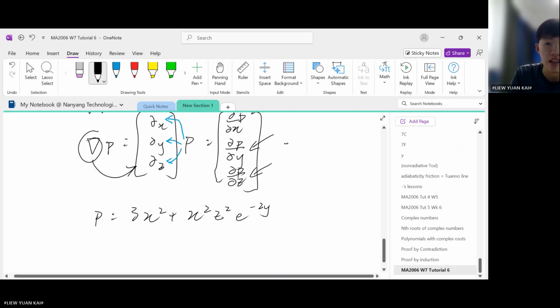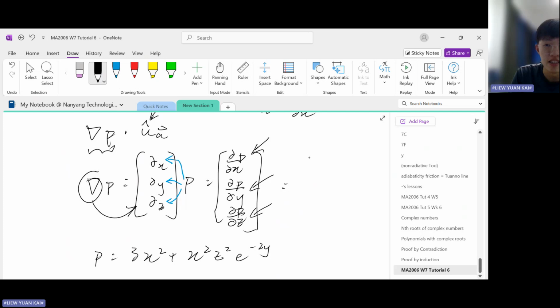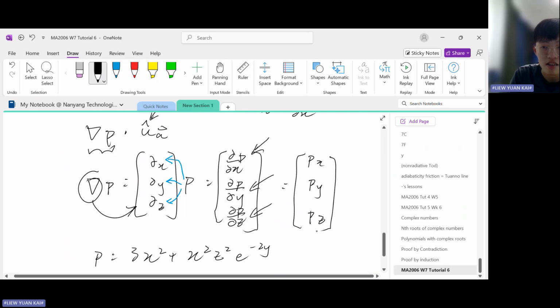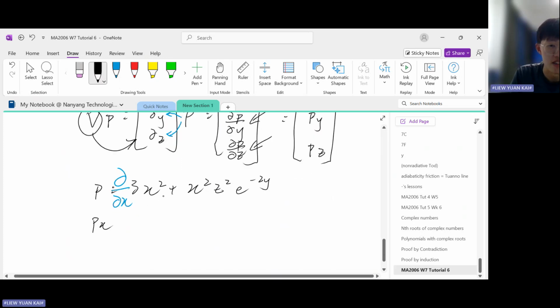Remember, just an abbreviation that I'd like to make is this is represented by Px, this is represented by Py, this is represented by Pz. Let's find each of them. So Px means I take the partial derivative of this whole thing in the x direction. Power bring down, power minus 1. Remember, we treat z and y as constants, so we can just leave them as they are.